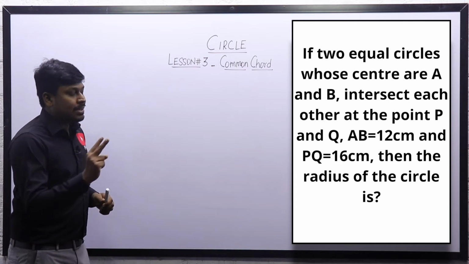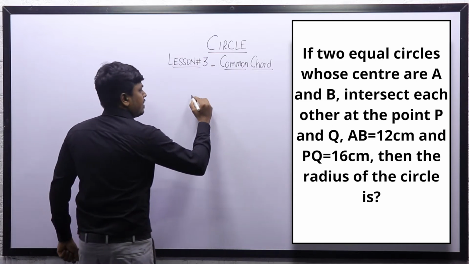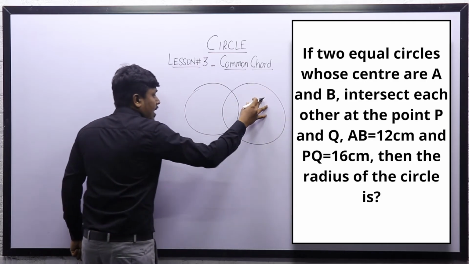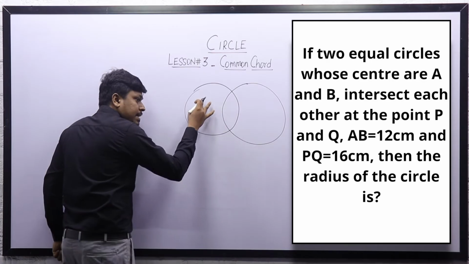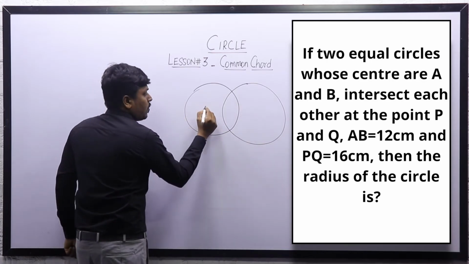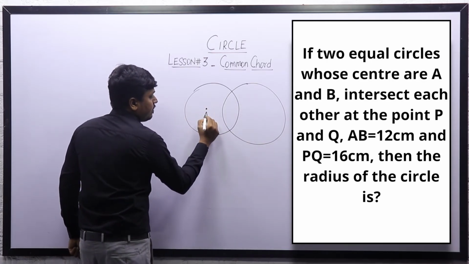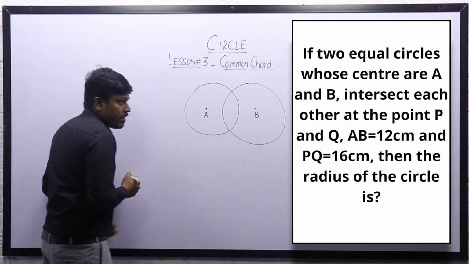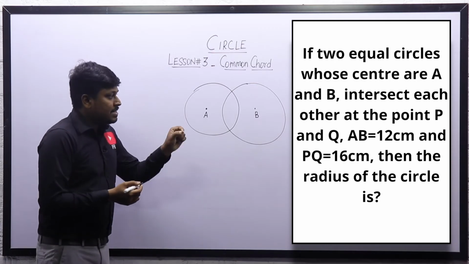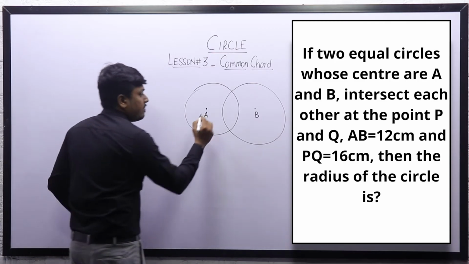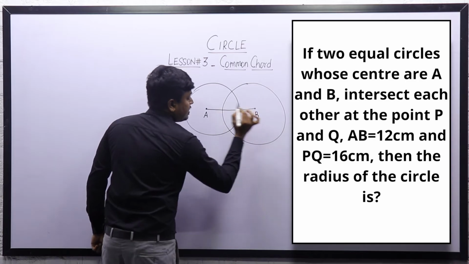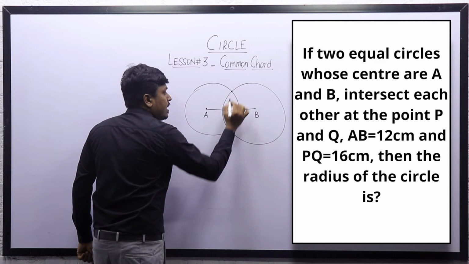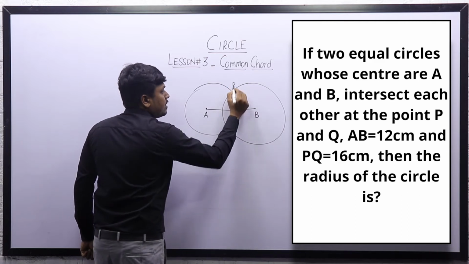If two equal circles whose centers are A and B. So let me assume this as circle number 1 and this will be circle number 2. And both the circle diameters are the same because they are two equal circles. And this will be the first circle's center point and the second circle's center point is B. And according to the question, the distance between A and B is also given, that is 12 centimeters. So this distance is 12 centimeters. And similarly, the connecting points are P and Q. So this will be P and this will be Q.